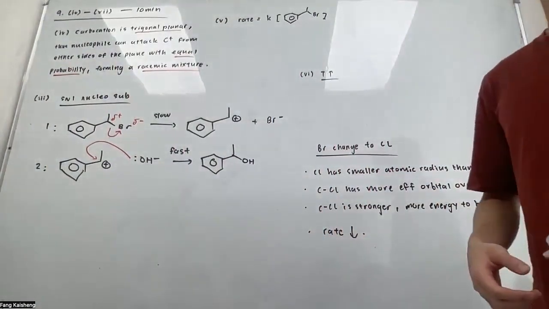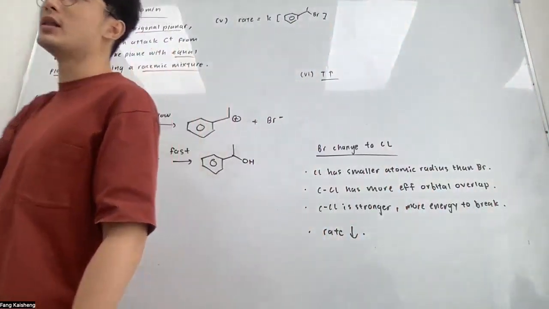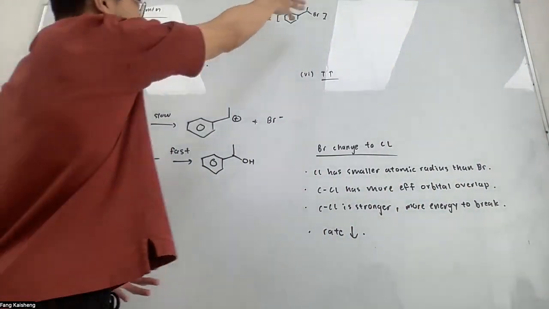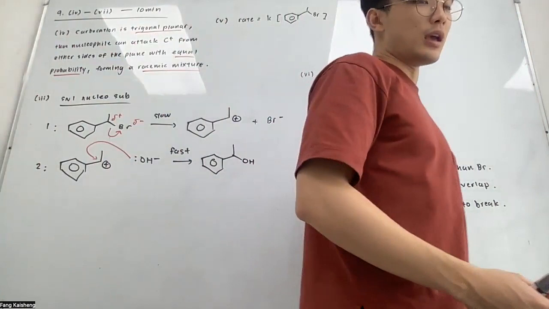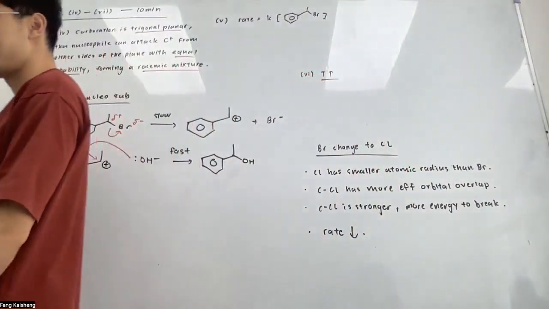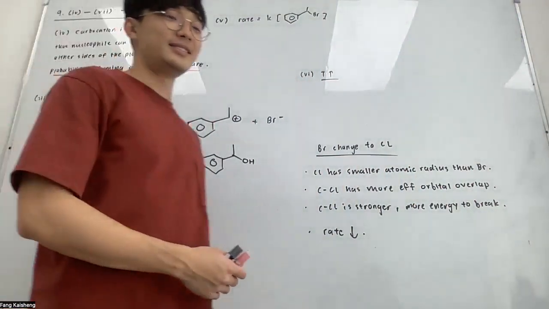Okay. For part 5, the rate equation is just this, because once again, it is an SN1 nucleophilic substitution. You should only have 1 overall order. Overall order is what? 1 item in the rate equation. Okay, how do you calculate the rate constant? That's the question. How to calculate? Any idea?